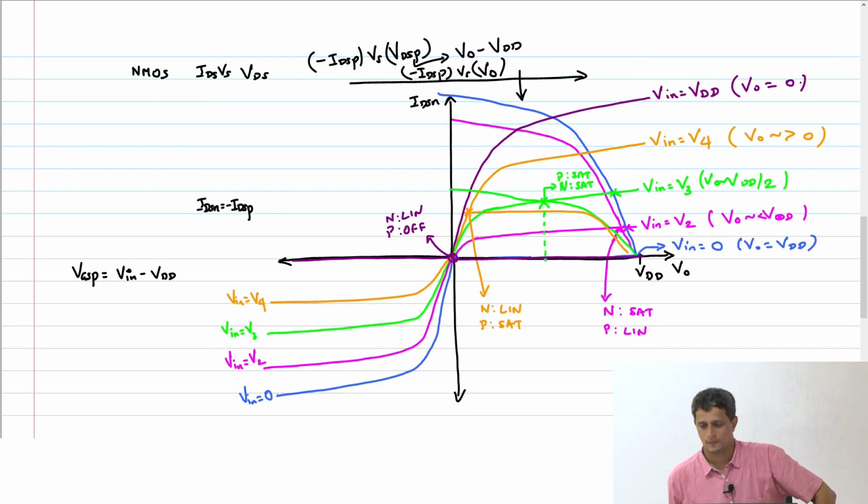Okay. Now I can ask you the question, in which of these regions is the current going to be maximum? The third region, right? Basically that's where the green intersection is, when the current is also maximum, because this is the maximum current that is allowed to flow when the input goes from 0 to VDD.